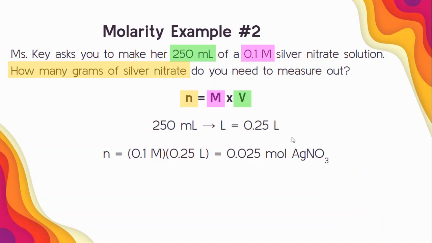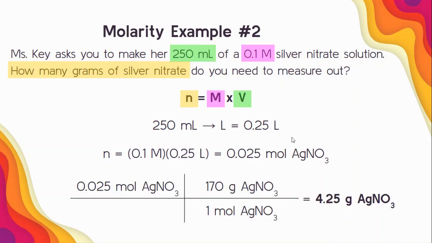But that's not what I asked for. I asked for grams, which means I just need to do a very simple compound stoich problem, starting with the 0.025 moles of AgNO3, going down with moles of AgNO3, and up with grams of AgNO3. And when you find the molar mass, it should come out to 170. So 0.025 times 170 should get you 4.25 grams of AgNO3. And that'd be my final answer.